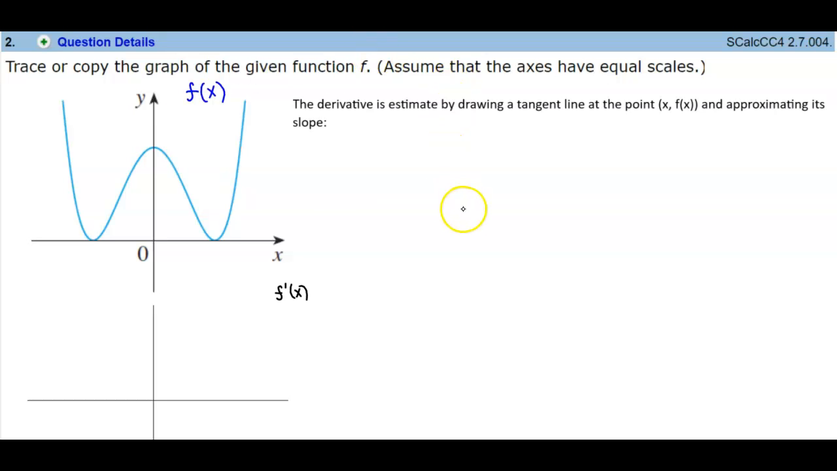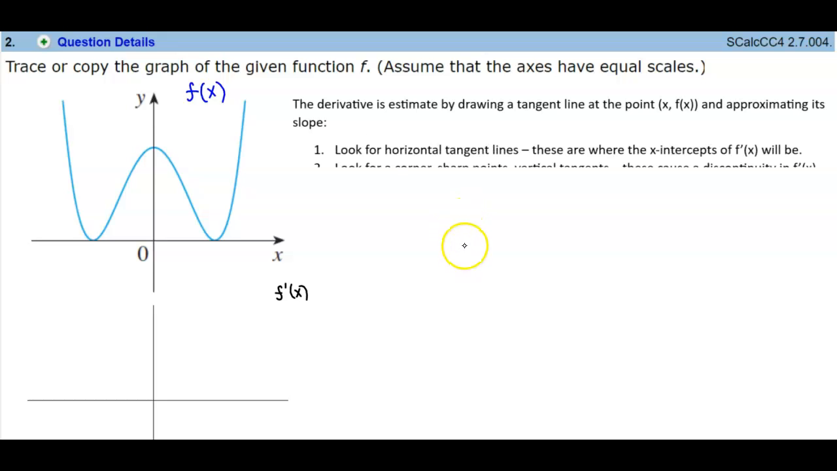So here, the derivative is estimated by drawing a tangent line to the point x, f of x, and then approximating its slope. Now, we want to look for horizontal tangent lines, and these are where the x-intercepts of the derivative function will be. So here we have a horizontal tangent, another horizontal tangent here, and a horizontal tangent here. Those are going to represent the x-intercepts on the derivative function. So let's go ahead and note that.